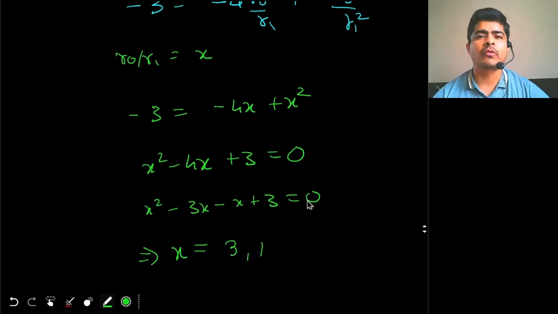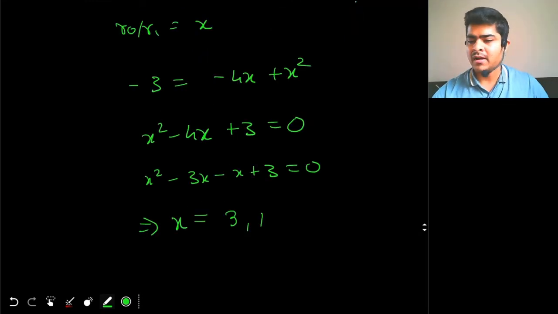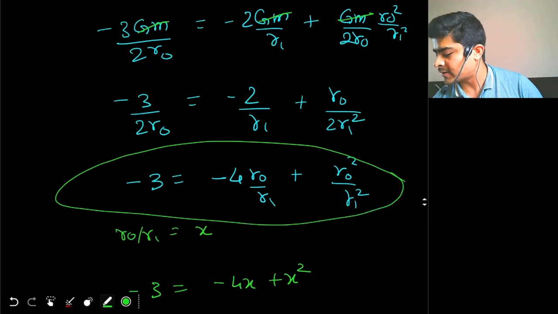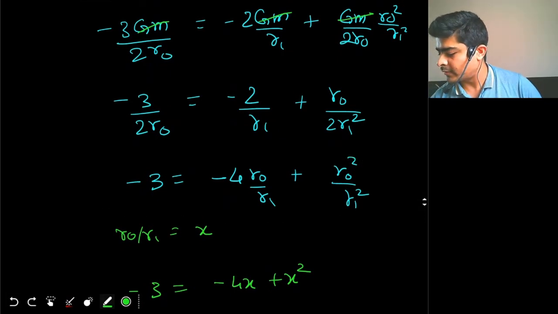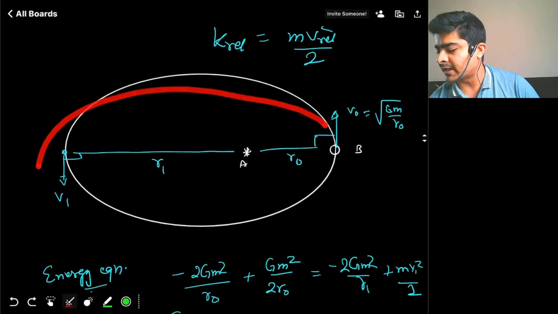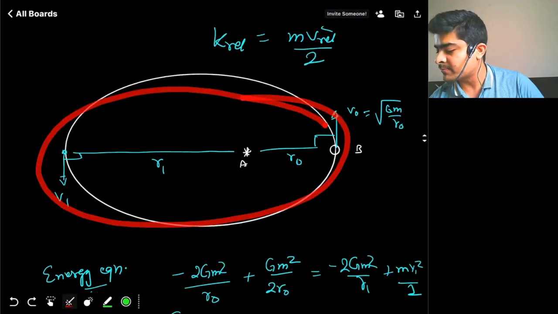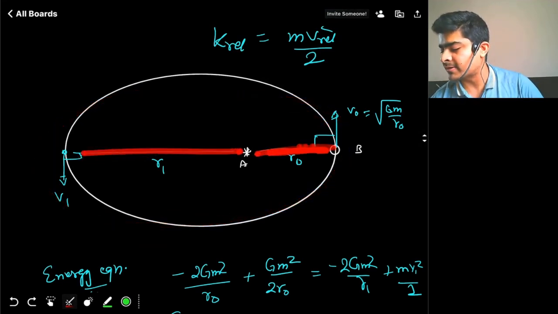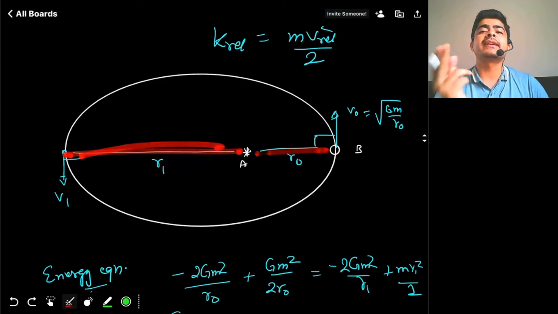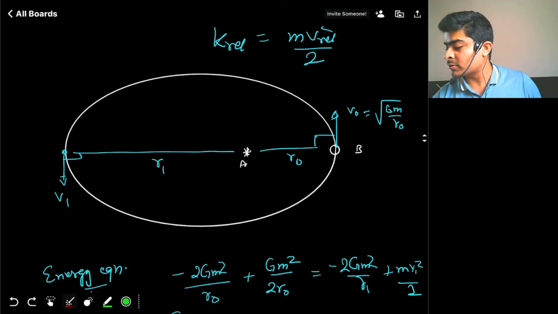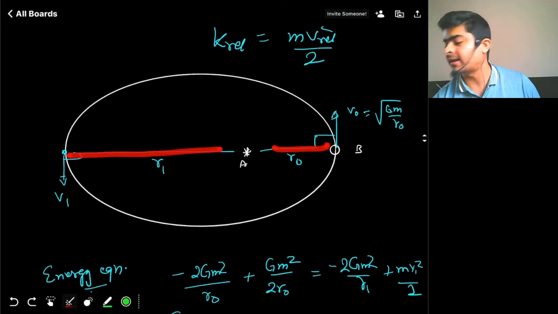There are two possibilities, right? Why are we getting two answers over here? That is because basically we are solving the equation for this elliptical orbit, where the minimum distance can be r0 and the maximum distance can be r1, but that equation cannot identify whether we are solving for maximum or minimum. So the equation has given us both the answers, r1 and r0.